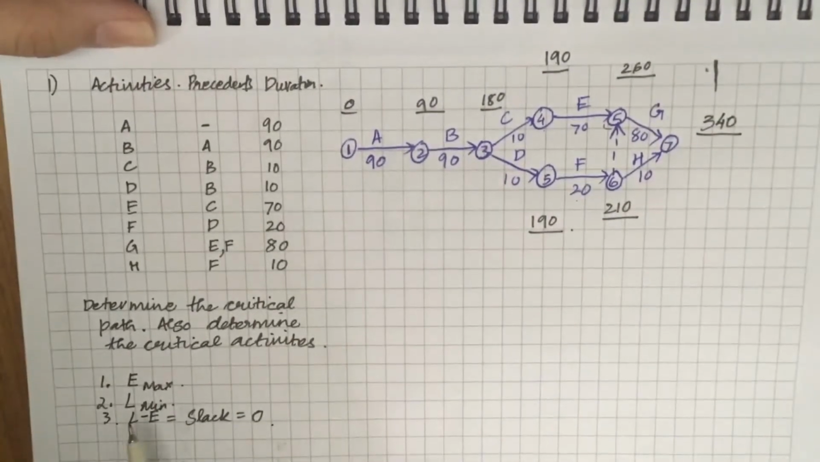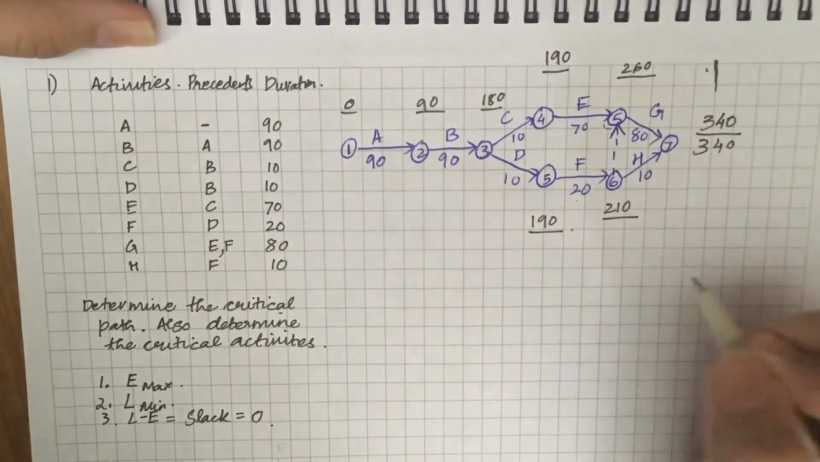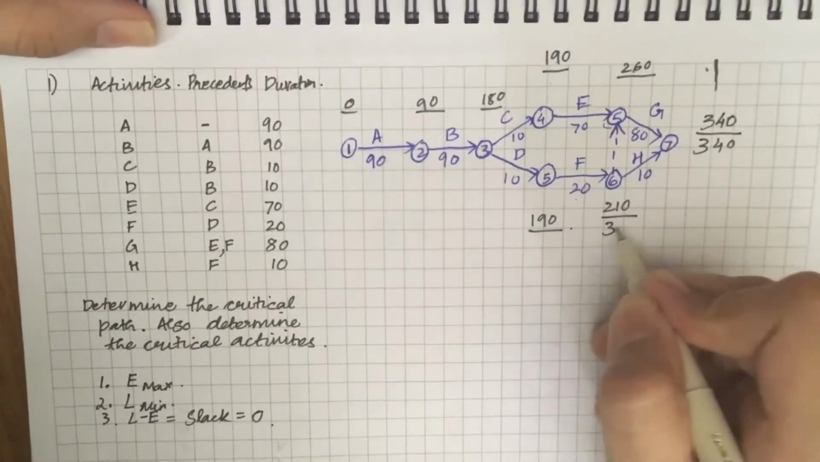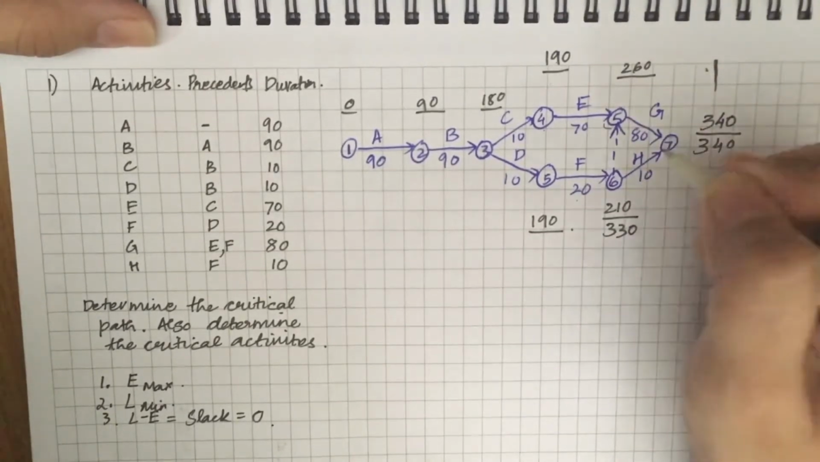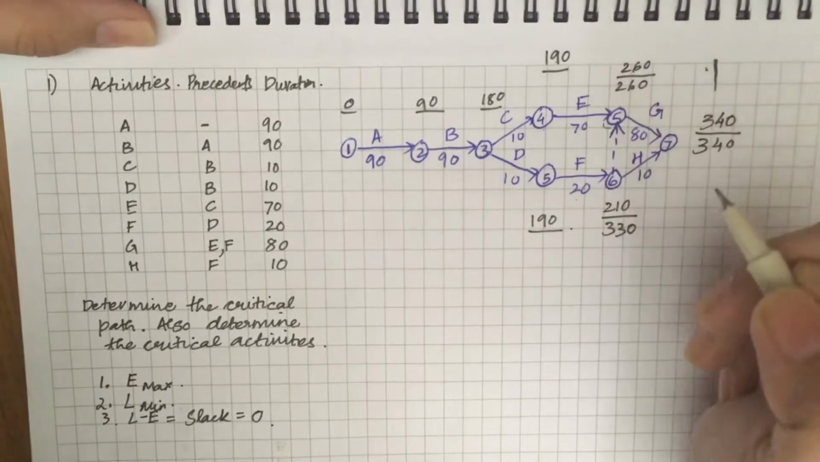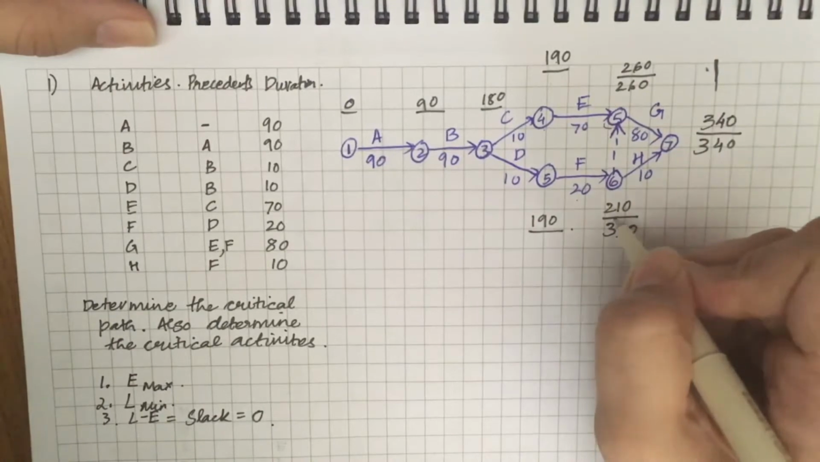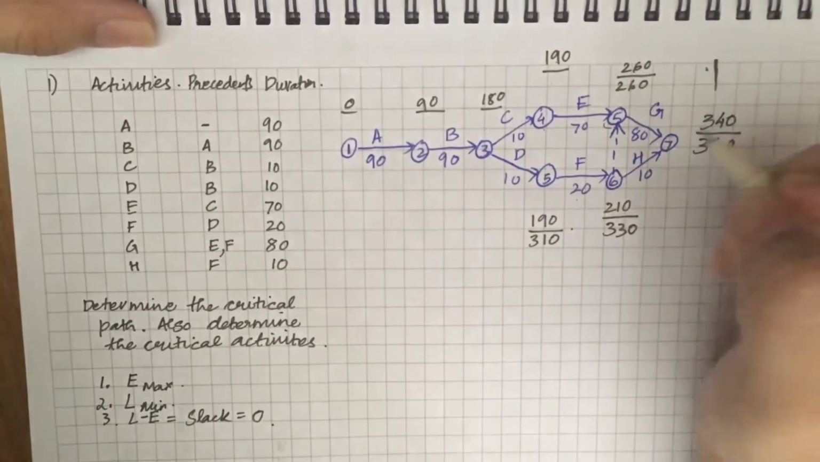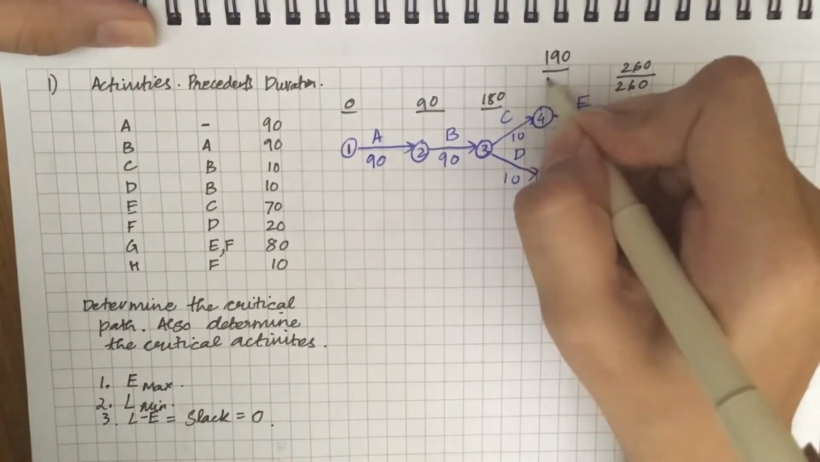Now we'll calculate the value of L. L for the last event is the same as the value of E, so 340. L for the sixth will be 340 minus 10, 330. L for the fifth event is 340 minus 80, 260. L for the fifth will be 330 minus 20, that is 310. L for the fourth will be 260 minus 70, that is 190.